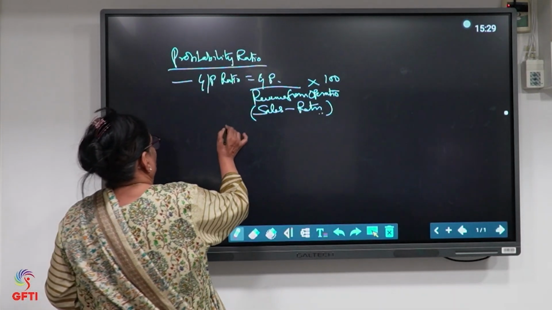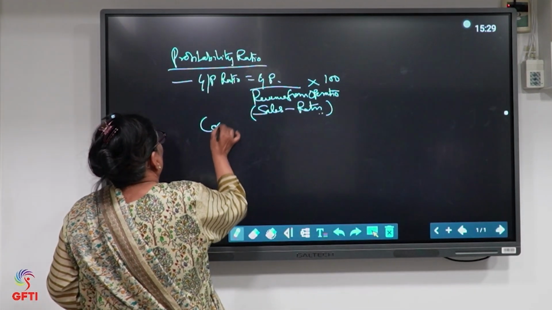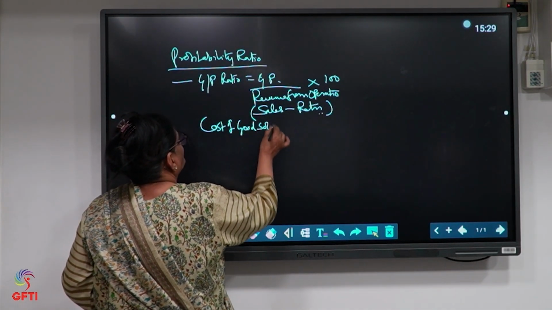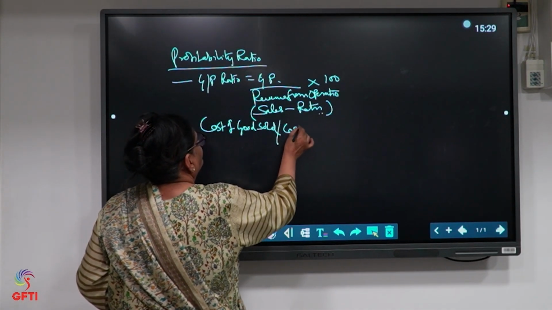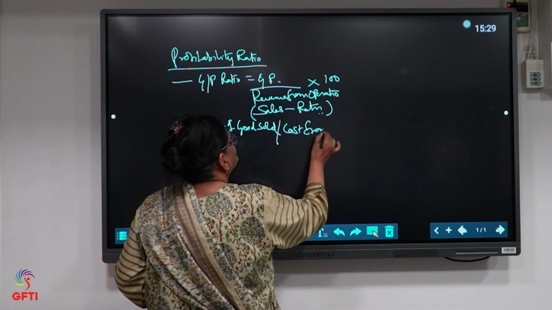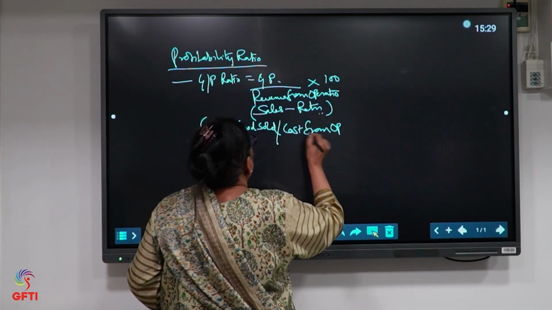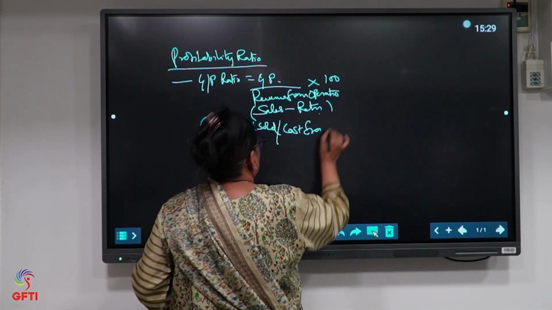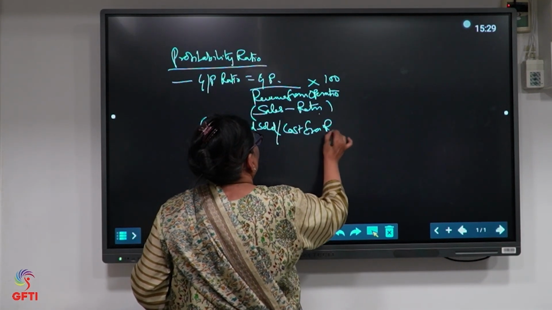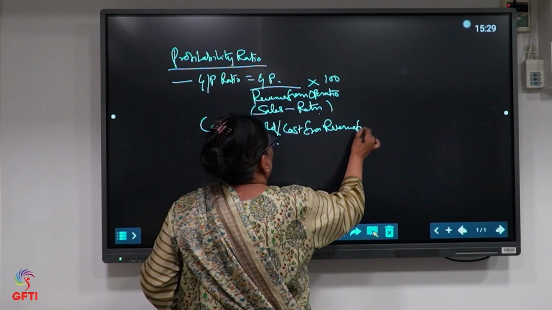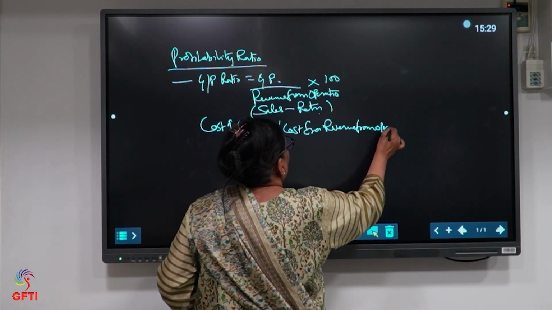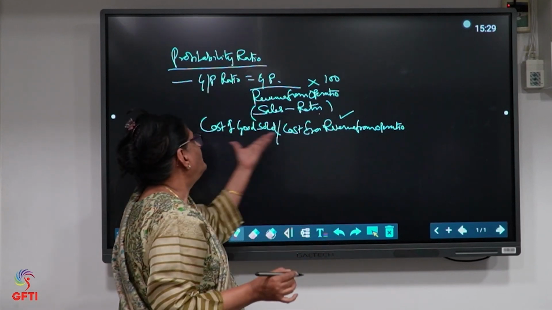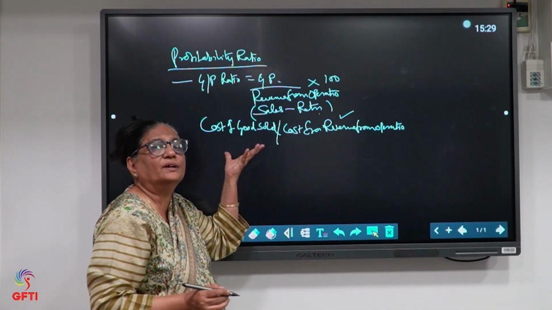Now, the next formula is cost of goods sold, also known as cost of revenue from operation. They may give you cost of revenue from operation, which is nothing but cost of goods sold.